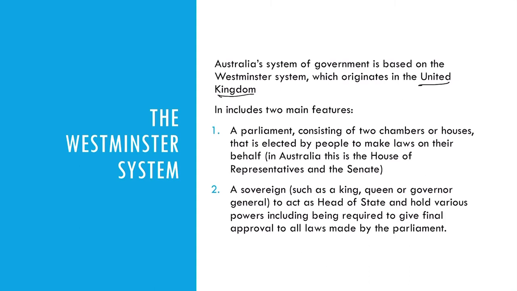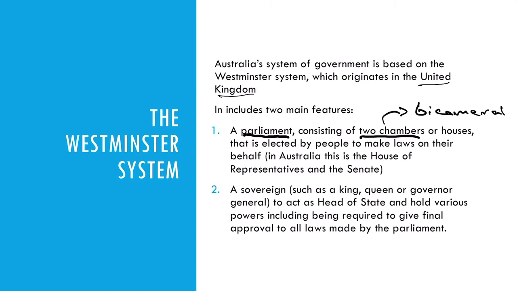There are two main features of the Westminster system. First is a parliament. This parliament consists of two chambers. It's also known as a bicameral system, which is a word you might remember from previous years in civics. So those two chambers or houses are elected by people to make laws on their behalf. In Australia, we have the House of Representatives and the Senate at a federal level.